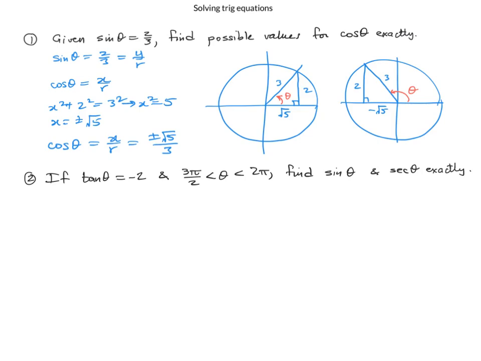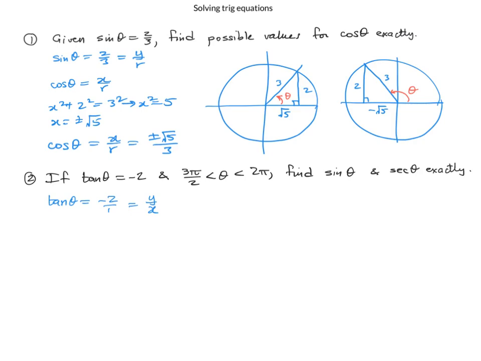Okay, so now we have tan theta equals -2, and then we're given that 3 pi over 2 is less than theta, which is less than 2 pi, and we're looking for sine theta and secant theta exactly. So first of all, when I say tan theta equals -2, let me call that -2 over 1, for example. Well, that's the y over x.